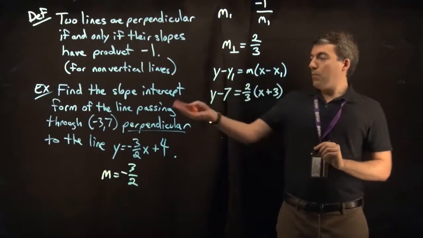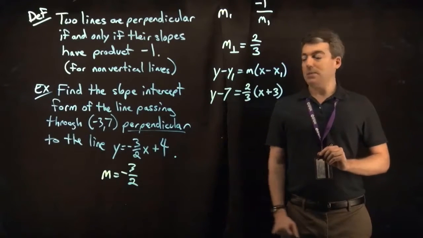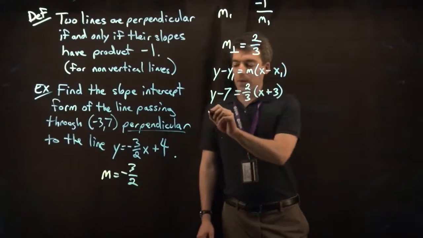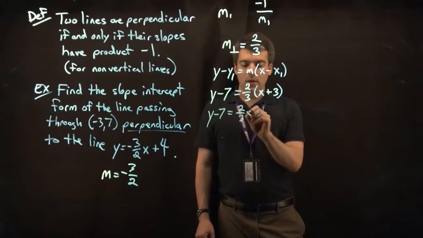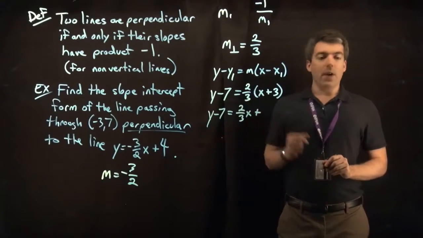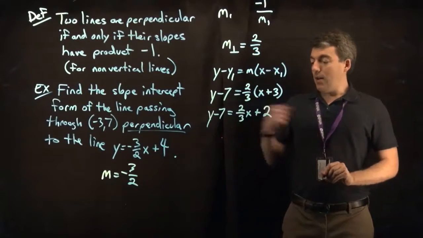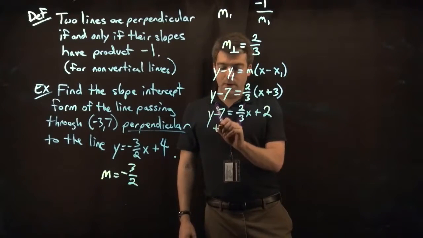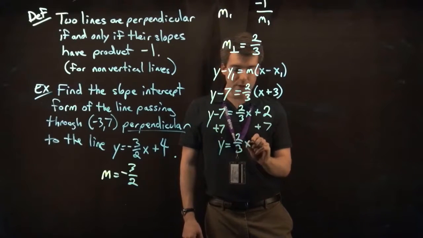Right. Now the example wants us to put this into slope-intercept form, so we'll put this into y equals mx plus b form. First thing to do would be to distribute the 2/3 into the x plus 3. So y minus 7 equals 2/3 x plus 2/3 times 3. Well, 3 times 2 is 6, divided by 3 is 2. All right, and now we need to get y by itself, so we'll add 7. So we have y equals 2/3 x plus 9.